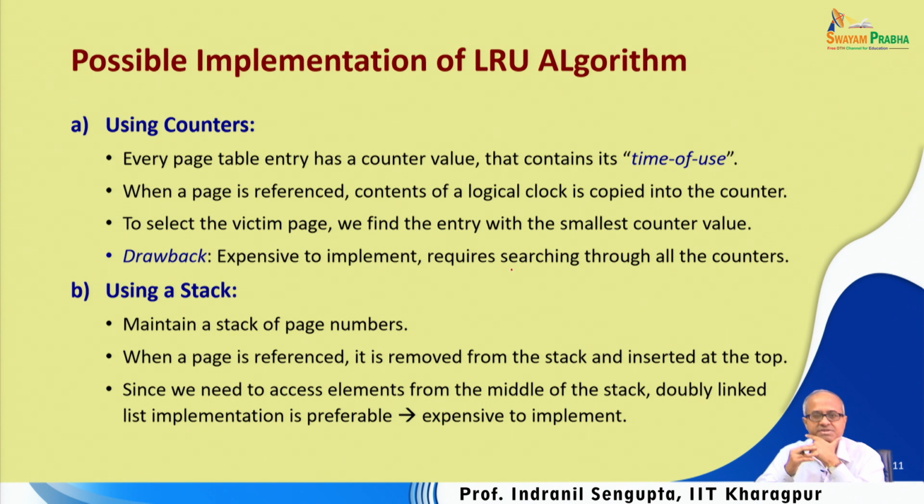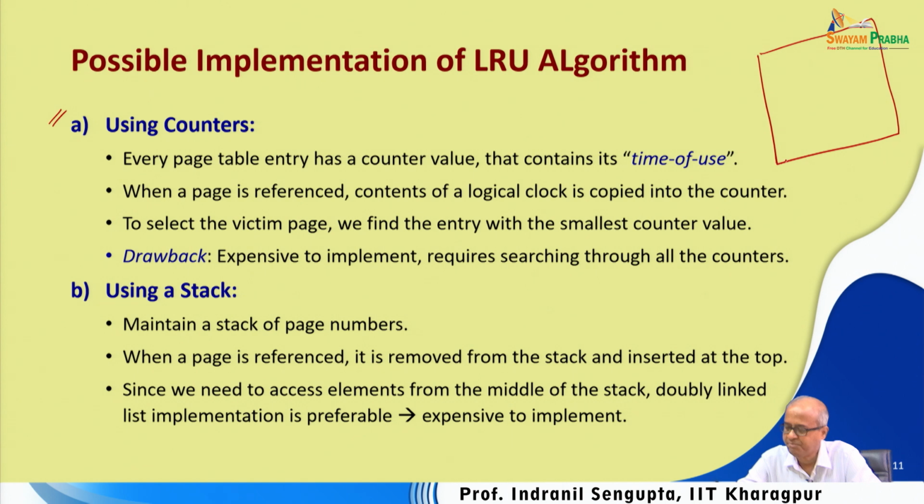Now, let us see how this LRU algorithm can be implemented. See, this LRU is something which we can possibly implement, because it results in something you can measure in the past. How can you implement this? See, there are broadly 2 approaches in which you can accurately implement the LRU algorithm. The first one is using something called counters. The idea is as follows: you have the page table, right? Suppose you have the page table.